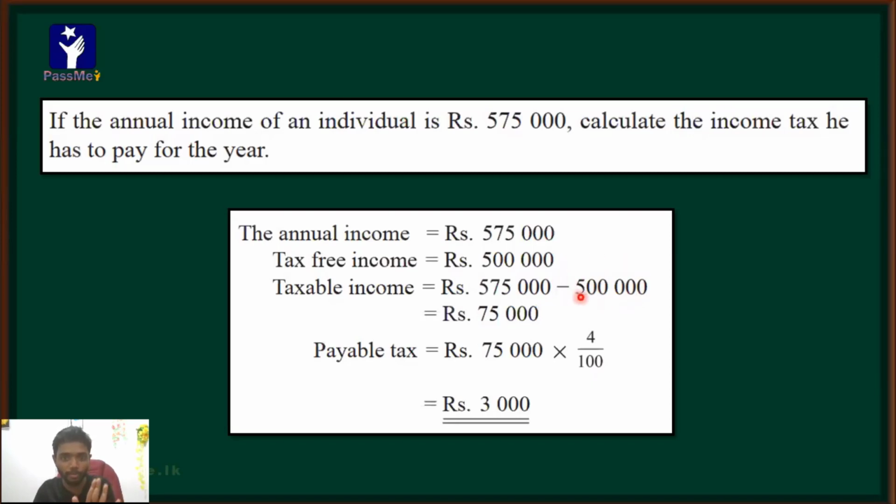That means we can subtract the actual amount that he earned at the end as 575,000. So you can get the value as 75,000 as a taxable income. This is the taxable income.